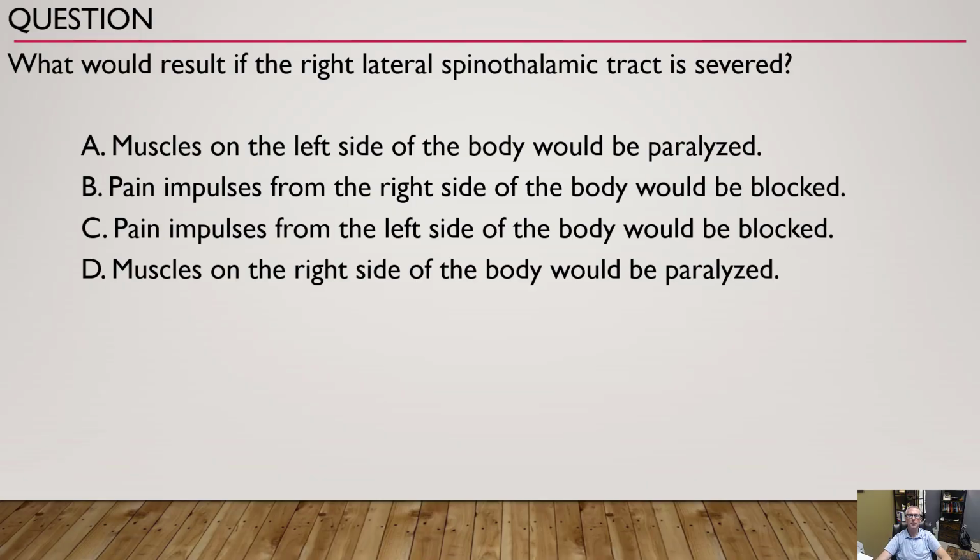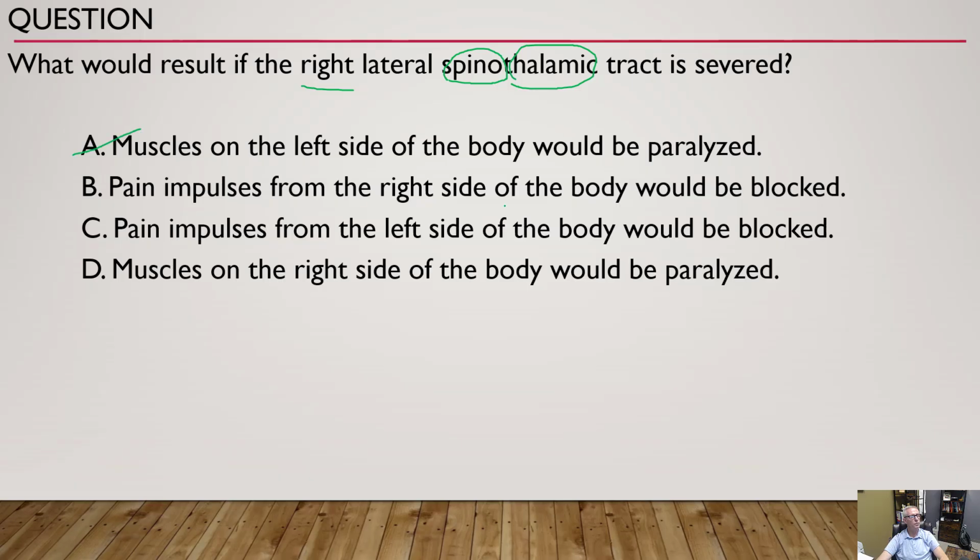All right, so what would happen if your right lateral spinothalamic tract is severed? So we're going from the spine to the brain. Muscles on the left side of the body would be paralyzed. No, because we're going from the spine to the brain. So this is a sensory component. Answer A is dealing with motor.